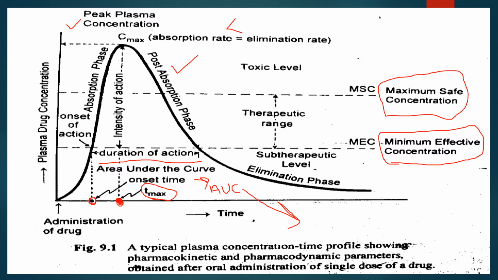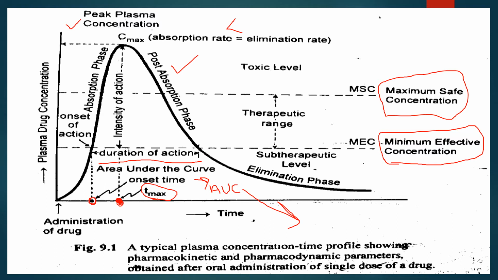It will be discussed in the next video. Okay. And AUC is a most important parameter for drugs that are administered repetitively for the treatment of chronic conditions like asthma or epilepsy. Now next, move towards the pharmacodynamic parameters.